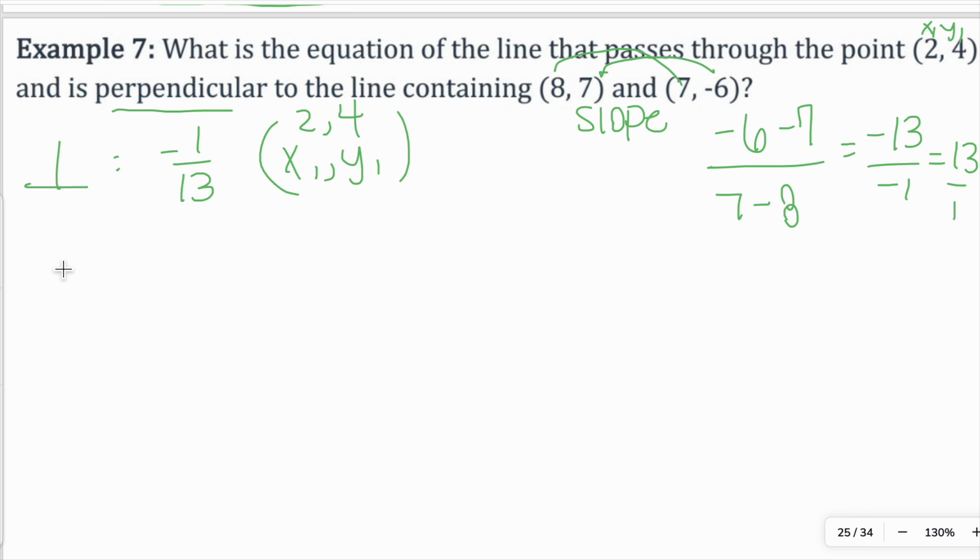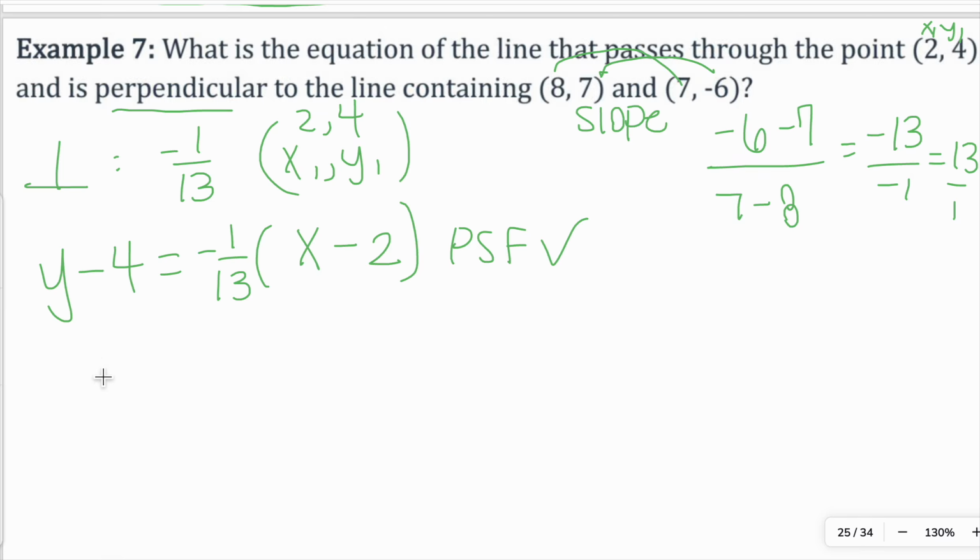It doesn't say what type of equation, so we'll give 2 answers for this. So point slope form could be y minus 4 is equal to negative 1/13 parentheses x minus 2. So that's one way, point slope form. And then if you wanted to put it in slope intercept form, you could distribute negative 1/13 x plus 2/13.